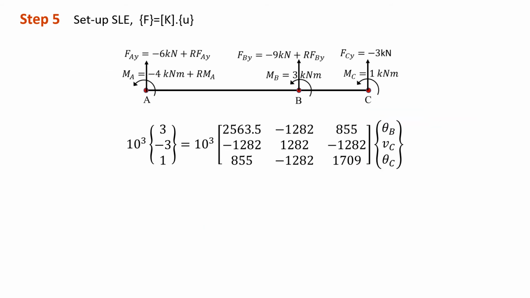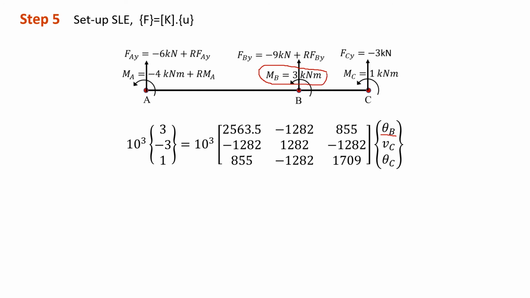The next step is to set up the system of linear equations by using the same equation, which is F equal to KU. In this case, we have 3 unknowns, which are theta B, VC, and theta C. When we talk about theta B, it's about rotation. Rotation is caused by moment. So for theta B, we need to use its load coming from the moment at point B.